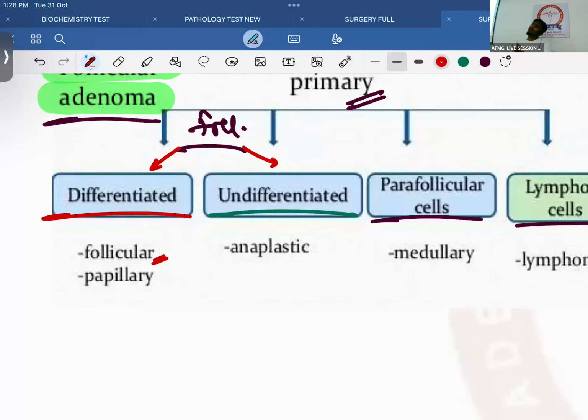What do you call undifferentiated khichdi in pathology, beta? Lack of differentiation is known as anaplasia. So any cancer which shows anaplasia will be called anaplastic.